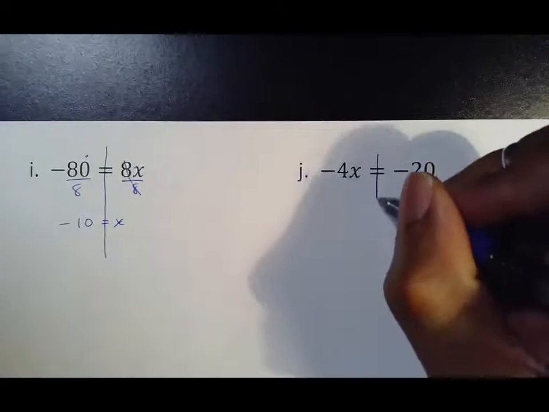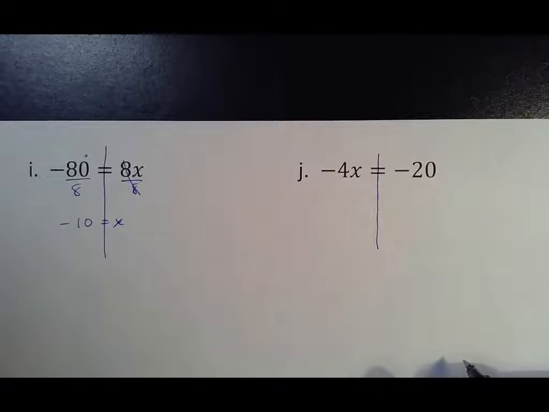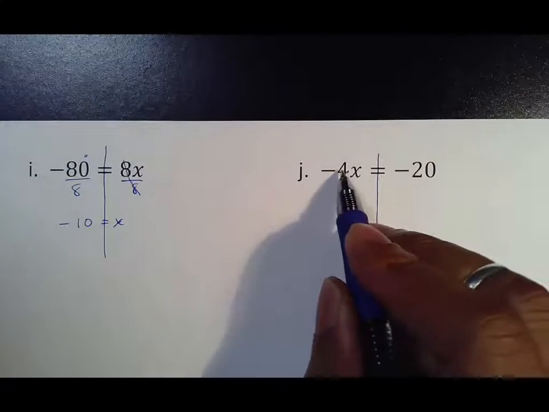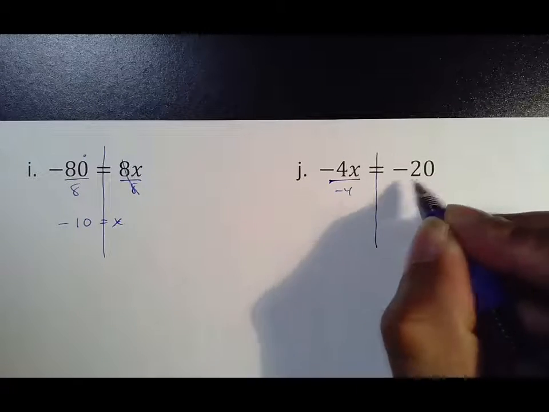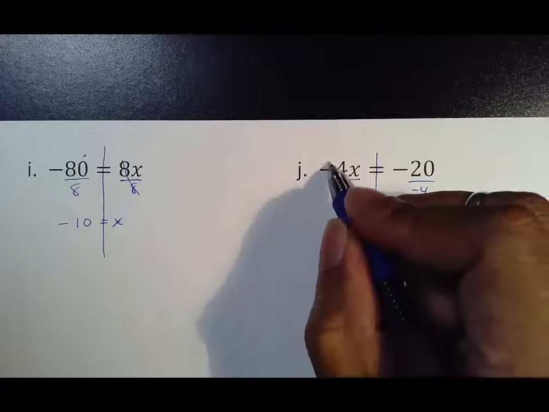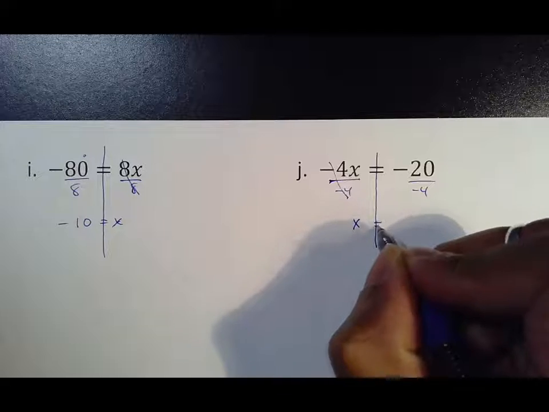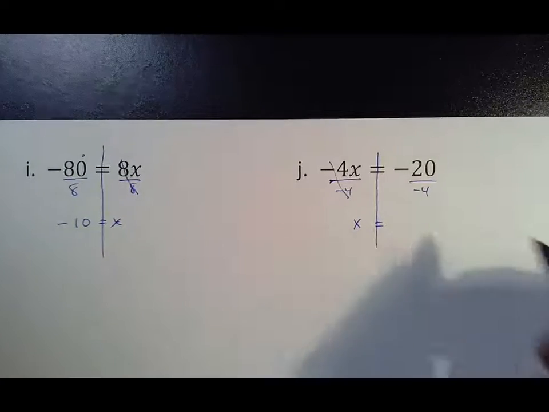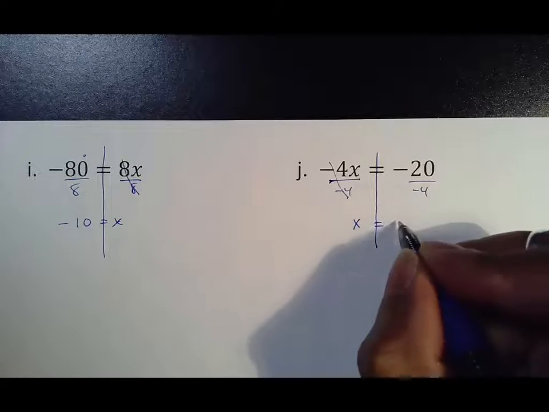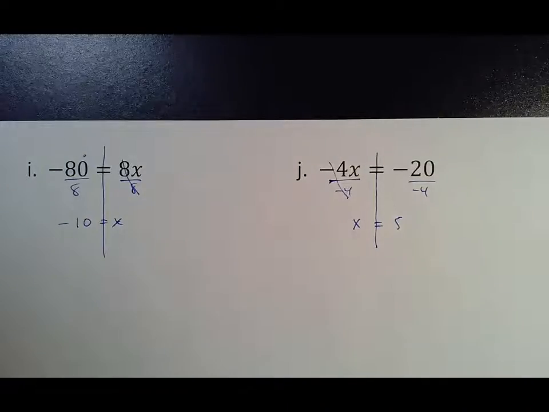And then try J if you don't mind, if you want to. This is being multiplied by negative 4, so we divide by negative 4. These two things cancel. X comes down. There are 2 negatives, so I know it's positive. No need for a sign. 20 divided by 4 is 5.